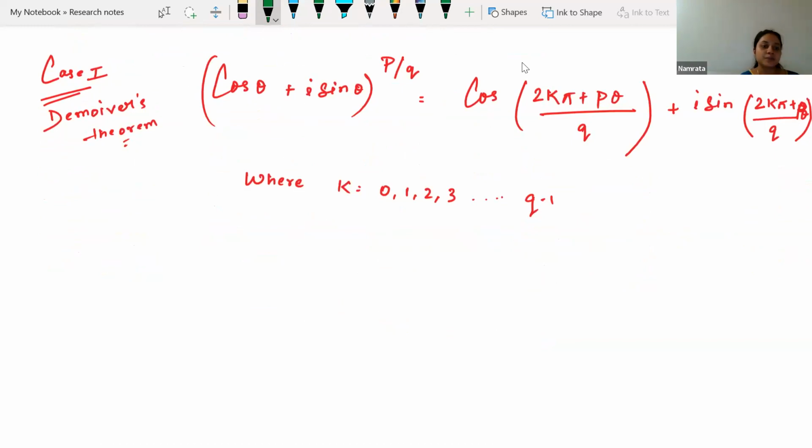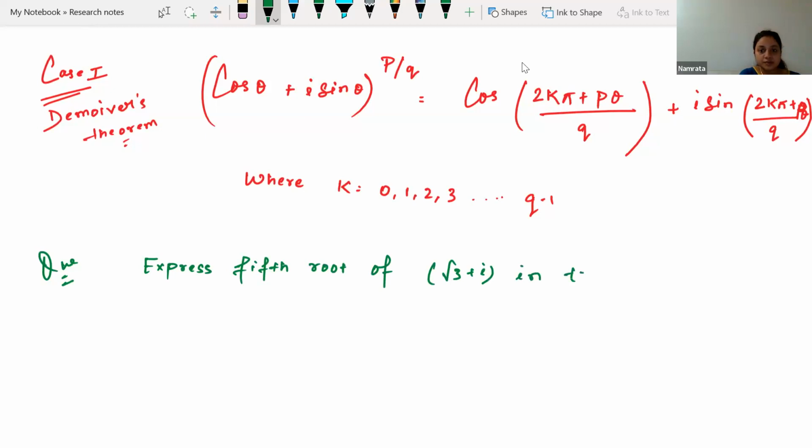Suppose we have the question: express the fifth root of root 3 plus i in trigonometric form. Trigonometric form means cos theta plus i sin theta.